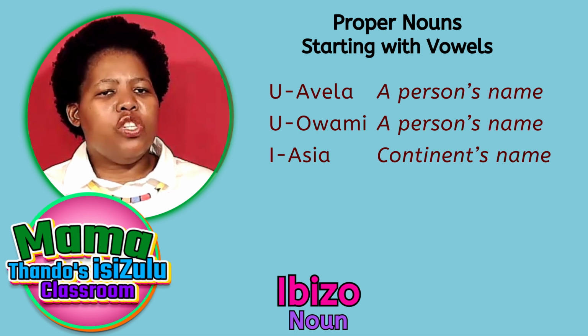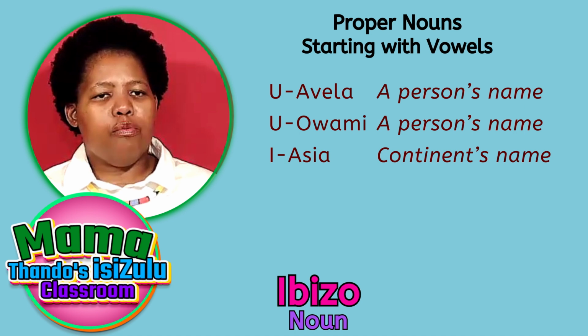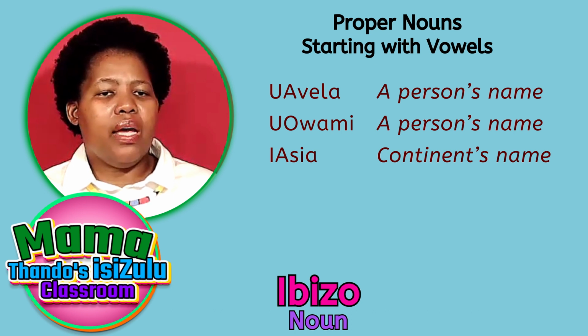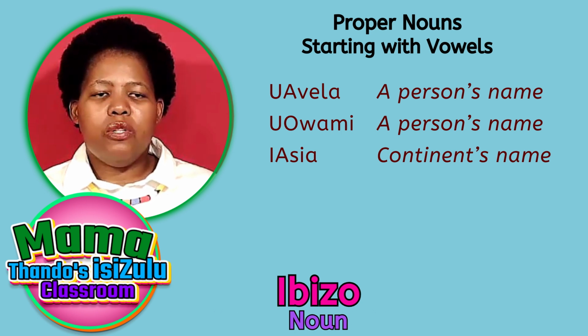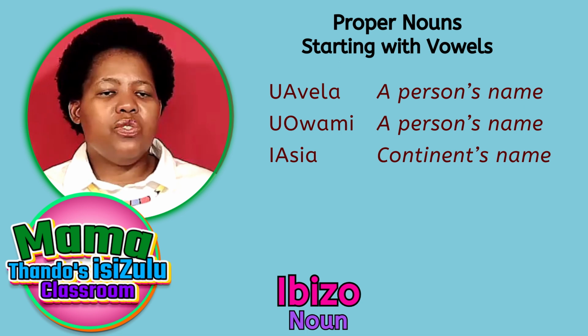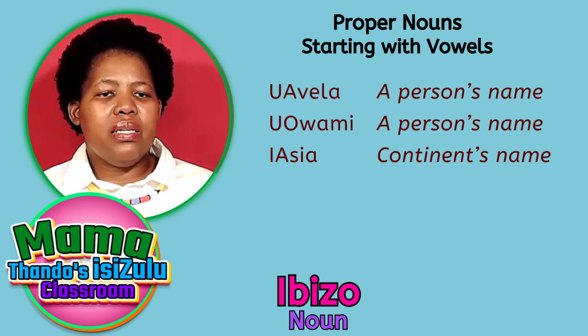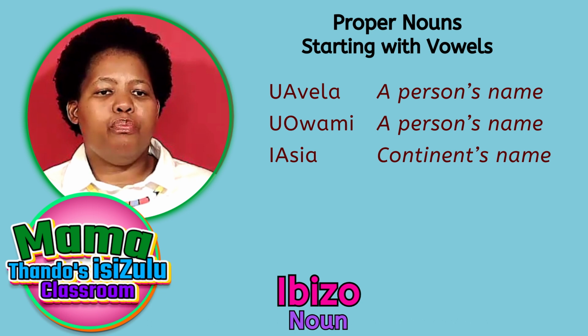Let's look at Asia. I-Asia. We write the prefix and then separate it a little bit from the word itself by a hyphen and say I-Asia. That's one way of doing it. The second method is without a hyphen. UAvela. Look at that. The prefix is right next to that first letter of the name, Avela. And IAsia. That prefix I is right next to the A of the word Asia.